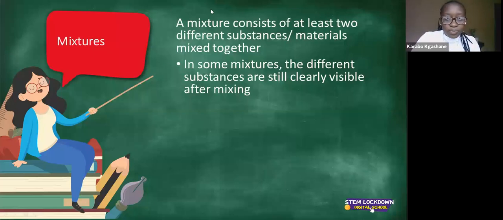All right. Perfect. Oh, this is a puzzle. That's a very good one. A puzzle is a very good example of mixtures.